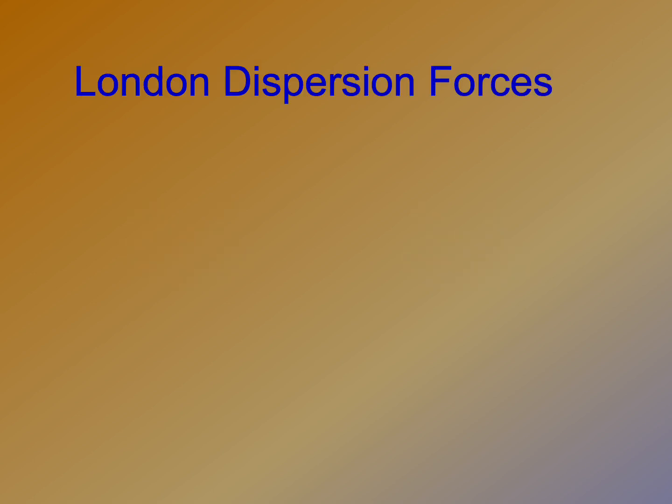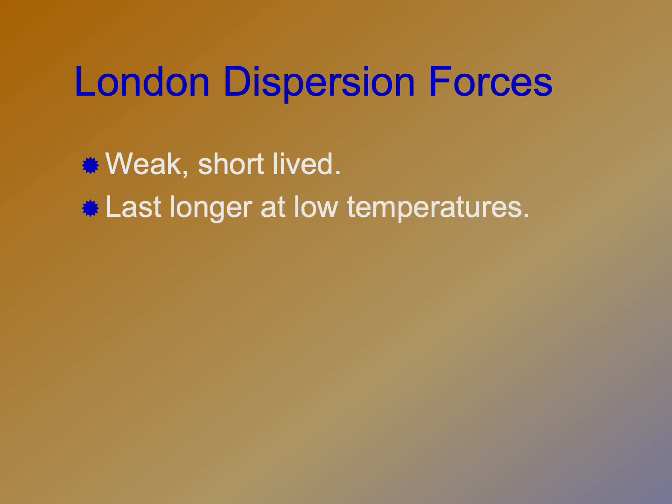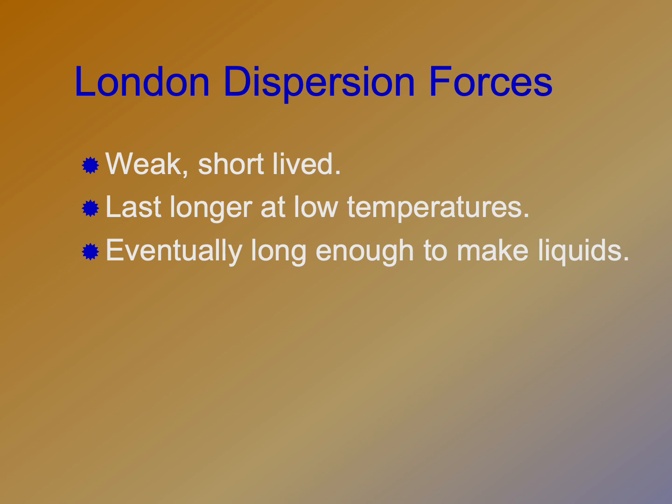With these London dispersion forces, they are weak and they tend to be very short-lived. Like I said, for a split second those electrons are unevenly distributed, but then they go back to normal because they're in constant motion. These forces tend to last longer at lower temperatures. That's why at lower temperatures, those substances can exist as solids. Eventually, these do last long enough to make liquids, and whenever they last even longer, they can make solids.